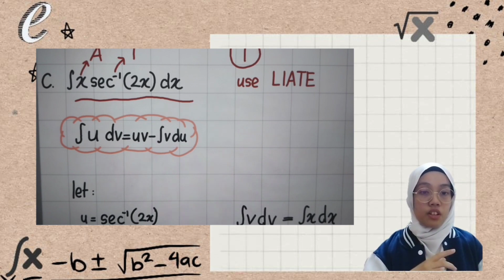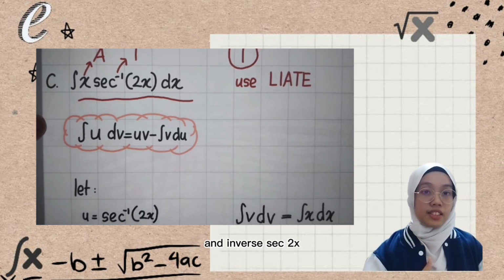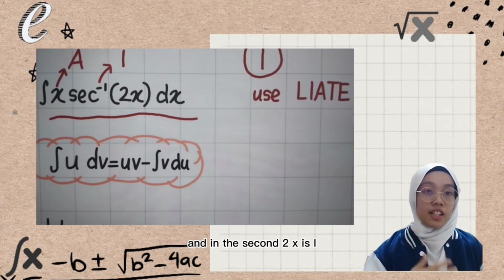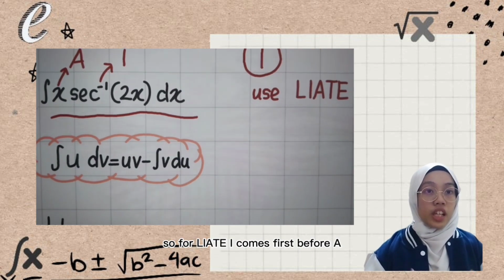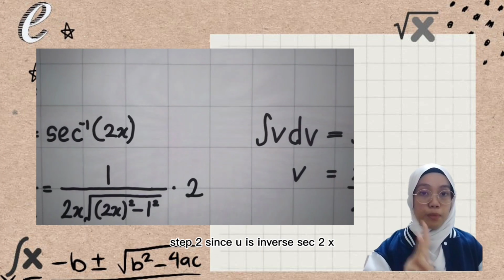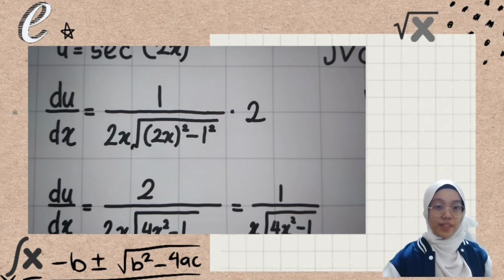So my method is I will label first by underline x and inverse secant 2x. X is algebraic, so it is A, and inverse secant 2x is I. So from LIAT, I comes first before A, so inverse secant 2x will be the u. Step 2, since u is inverse secant 2x, dv will be dx.